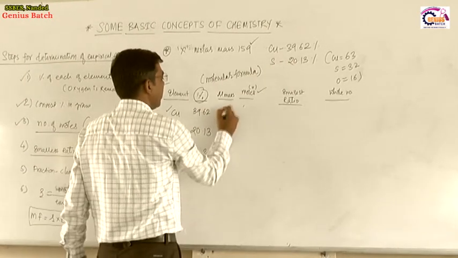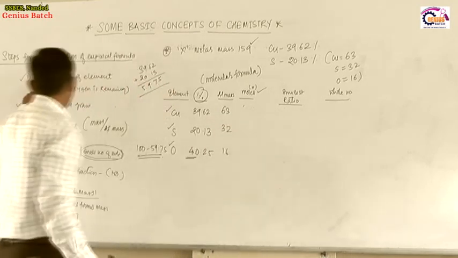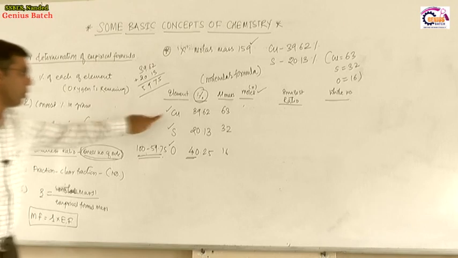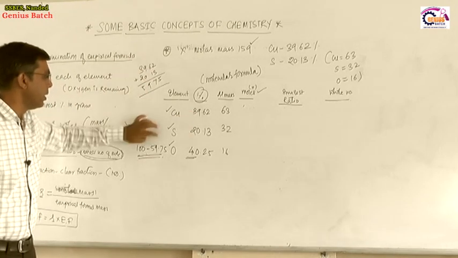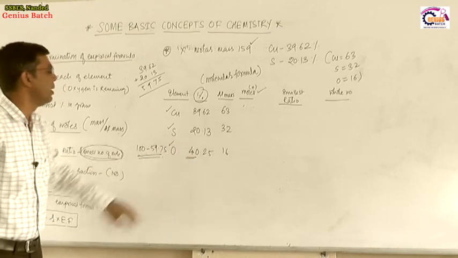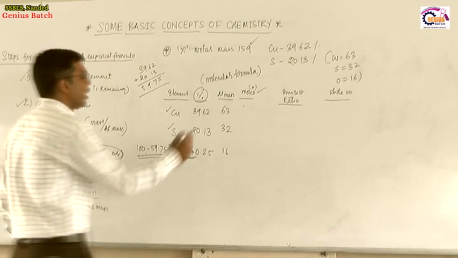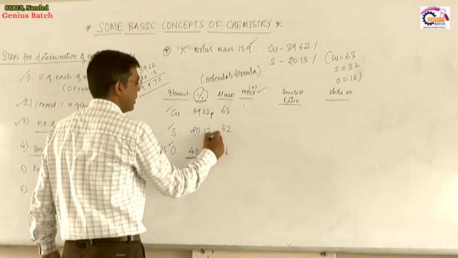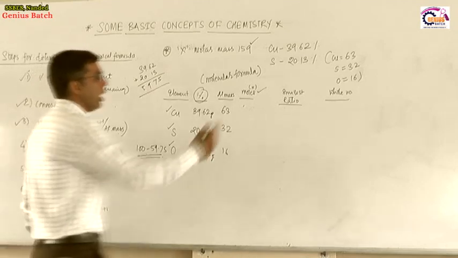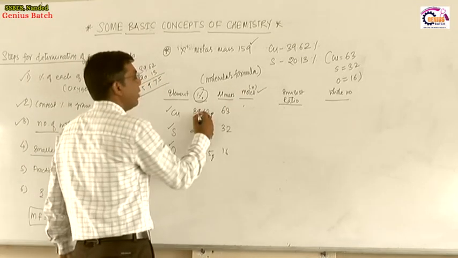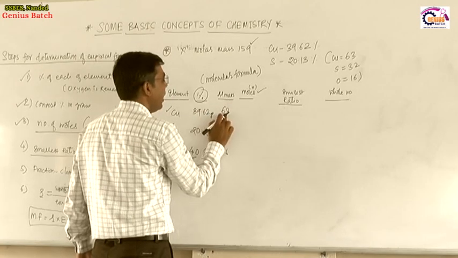Atomic masses are given: 63, 32 and 16. So the percentage of each element is calculated. If it is not equal to 100%, then the remaining is oxygen, the third element, and it is 40%. Convert it into grams, take the percentage as it is into grams, and calculate the number of moles. How is it calculated? By dividing the mass by the atomic weight.